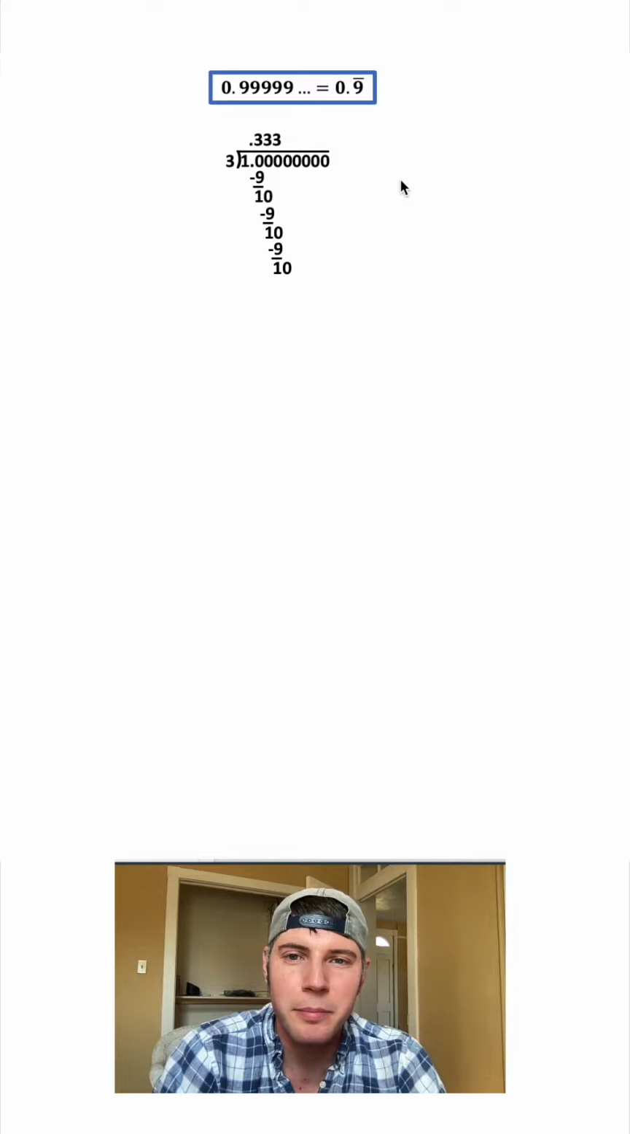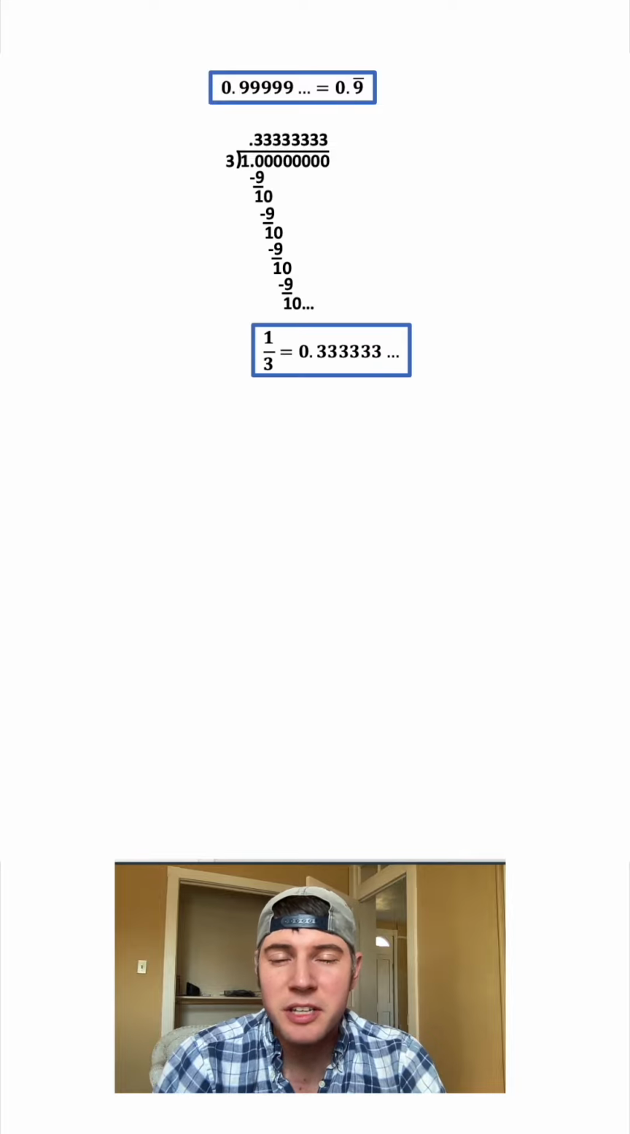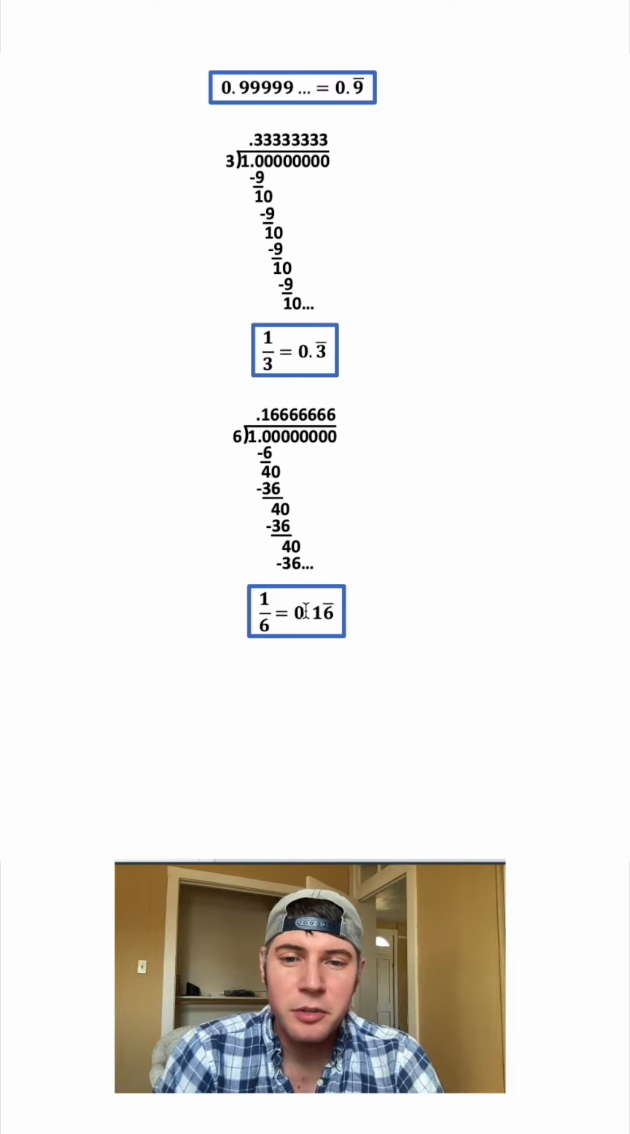How many times is 3 going to 10? 3 times. And this continues to happen and it'll keep happening forever. So we can say 1 divided by 3, or 1/3, is equal to 0.33333 repeating forever. And this is how we write that. We can do something similar for 1/6.